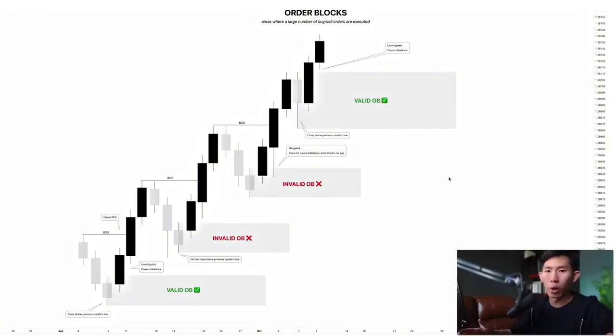So now that you understand the theory, let's go on to the charts and apply what we have learned so far and really ensure that you get a deep understanding of order blocks before you actually go and apply it to your real account with your hard-earned money.